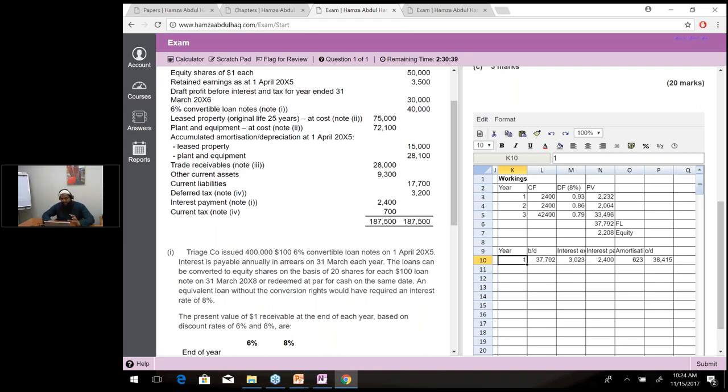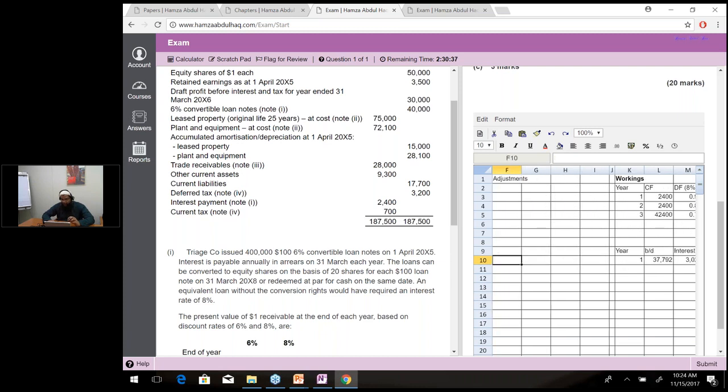Now this is my working. Now what entry am I going to post? If I move towards the adjustment, I'm writing down adjustment number 1 so that the examiner knows what exact adjustment I'm recording. And if I see in the question, the convertible loan notes are recorded at complete $40,000, and the question has not recorded the equity component. So I'm preparing an entry. I'm going to debit 6% loan notes, or I would say 6% convertible loan notes.